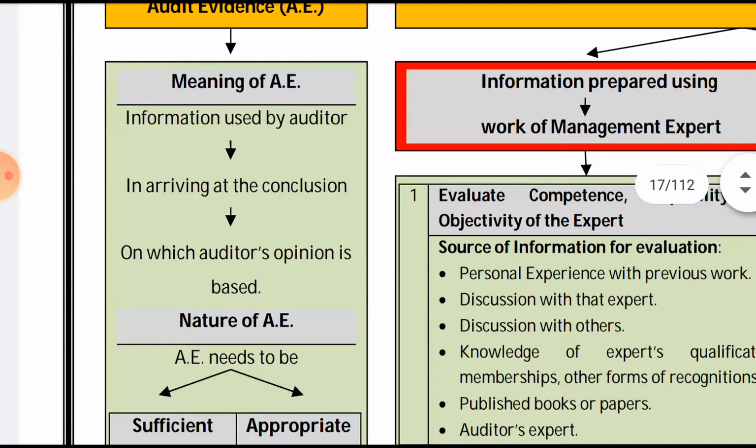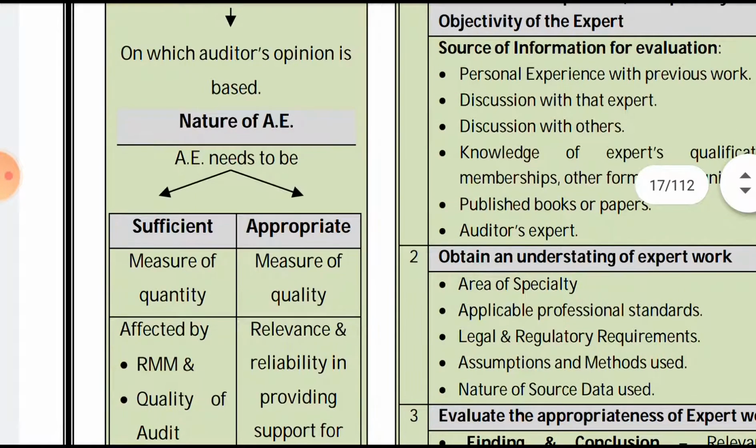First, meaning and nature. What is audit evidence? It is information used by an auditor in arriving at the conclusions on which the auditor's opinion is based. Nature of audit evidence.